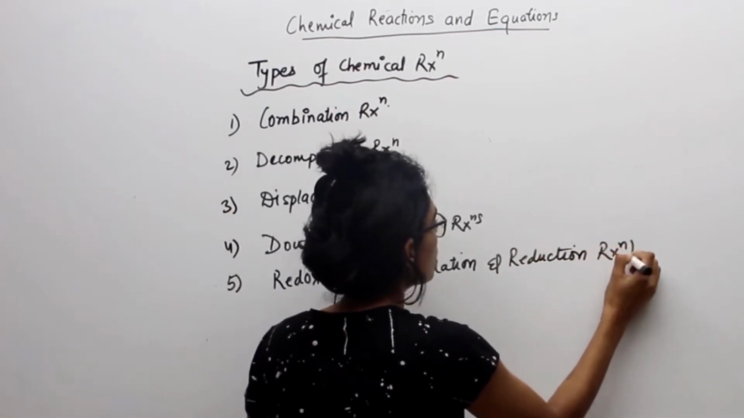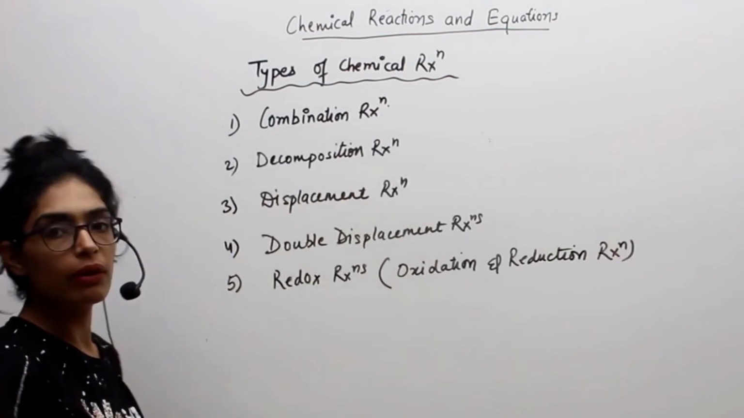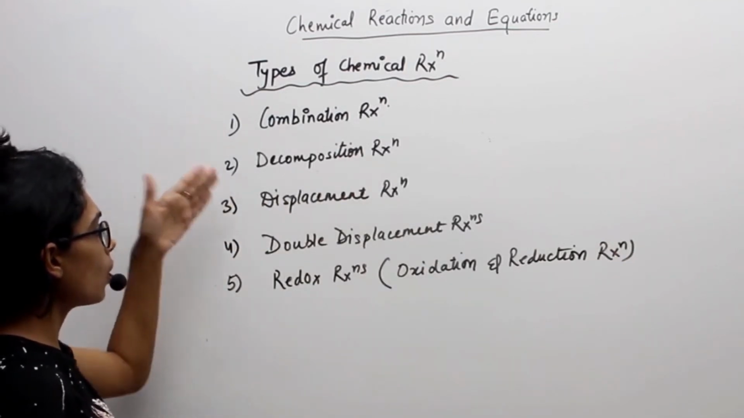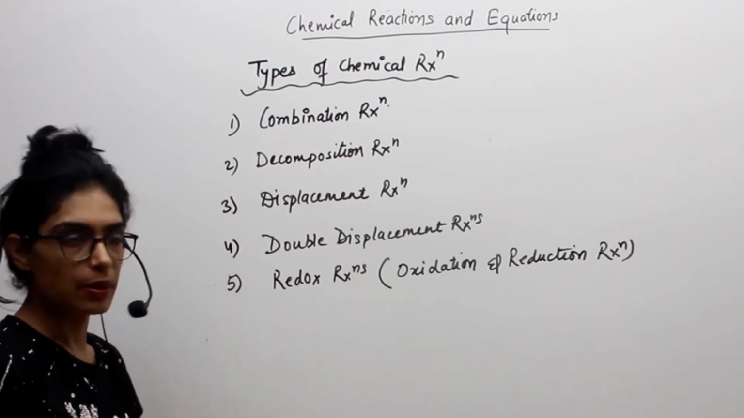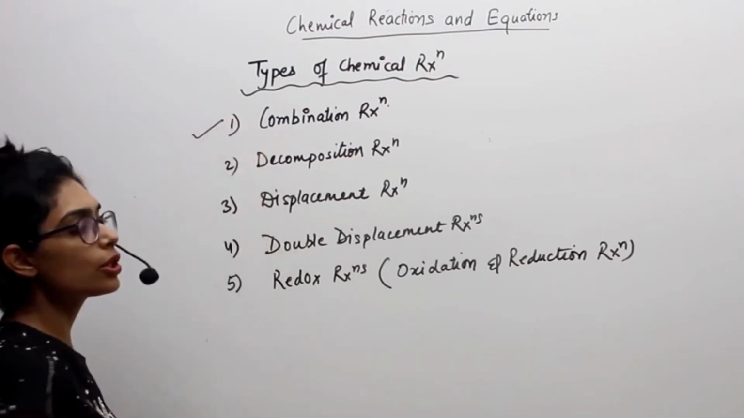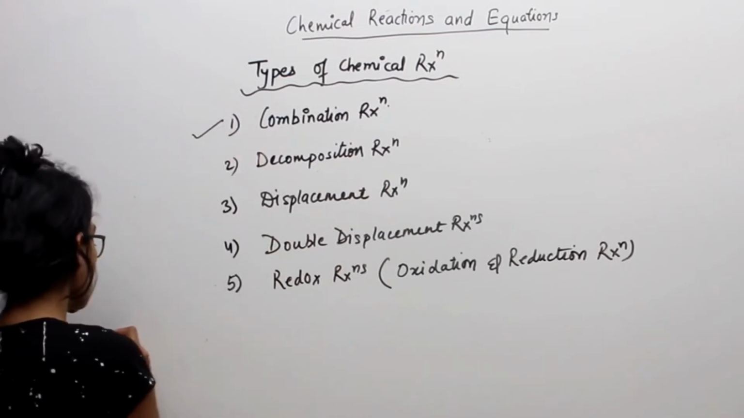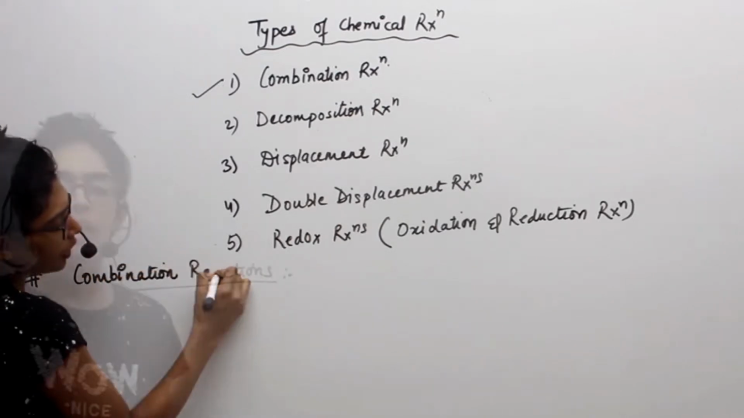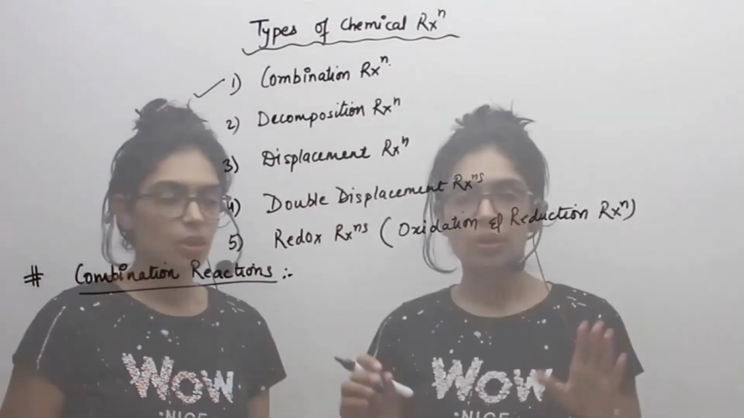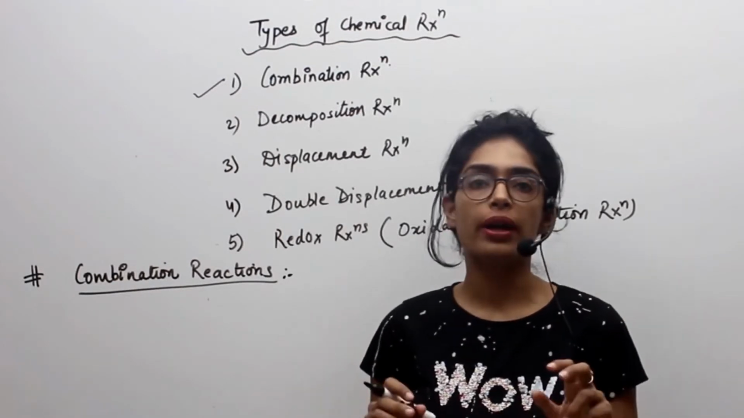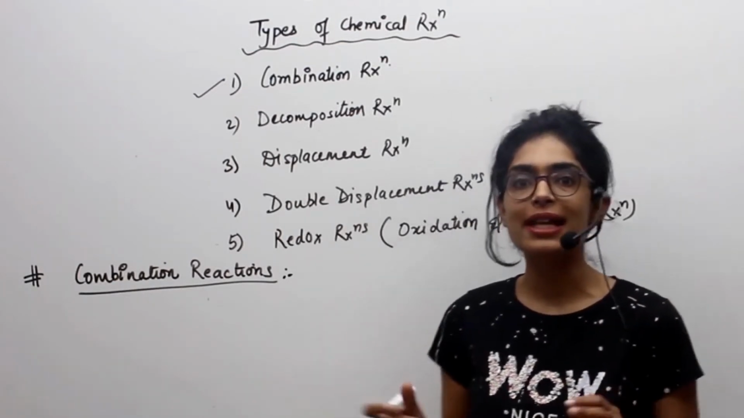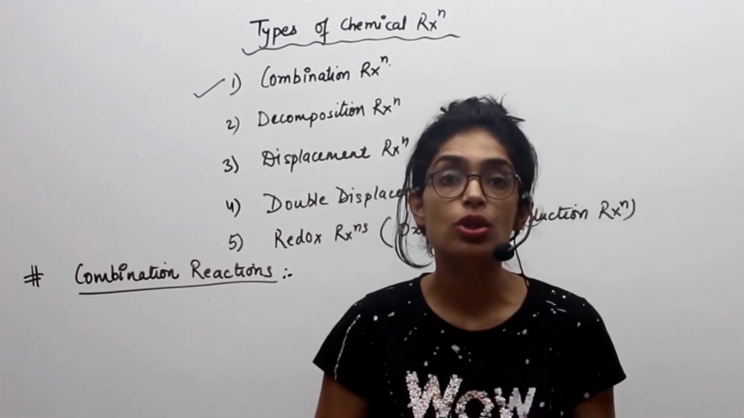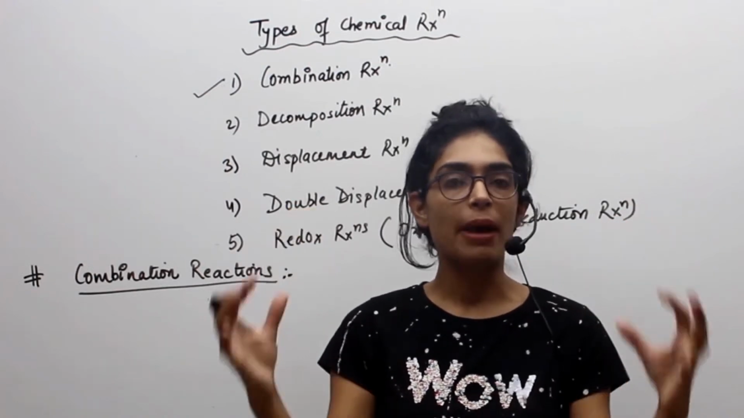Now we will be going to each and every category one by one and we will understand how and why these reactions are called by their specific names and how the reactions take place. Okay, so we will be starting with the combination reaction first. So let's start with combination reaction. So let's understand what are combination reactions. To understand combination reactions, you really don't require rocket science. You just need to understand the meaning of combination itself. So what is combination? Combination means combining substances together.